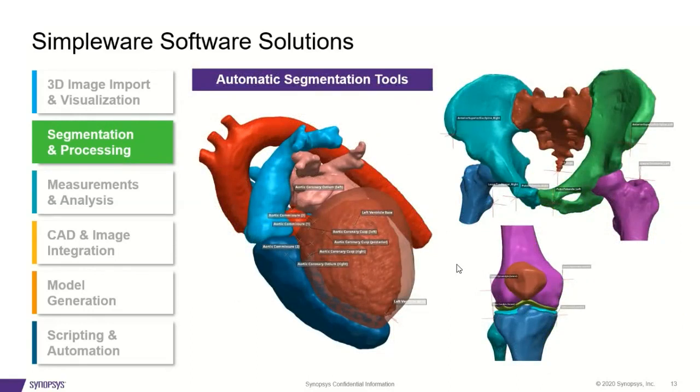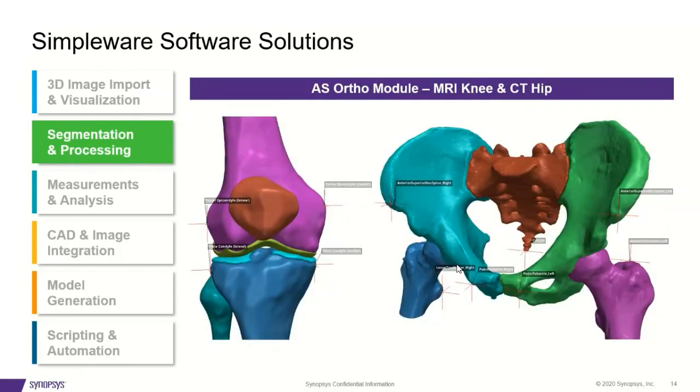We also have automatic segmentation tools, so AS Ortho, AS Cardio are tools we have where we can use machine learning based AI to fully automate the process of segmenting the hip from CT, the knee from MRI, or the heart from CT as well. So this is segmentation and landmarking. And so this is just a closer look of the knee MRI results and the hip CT results.